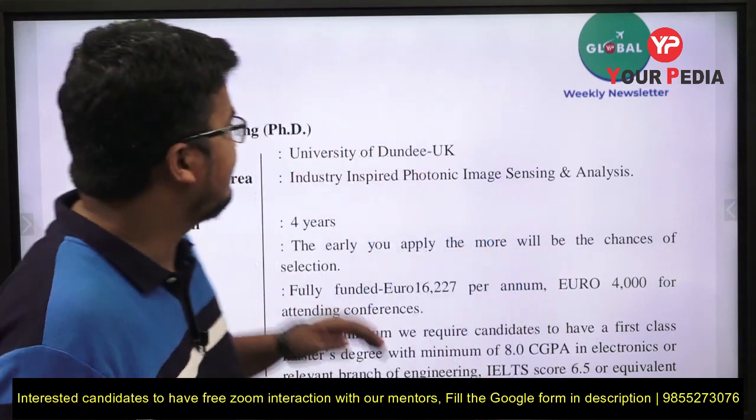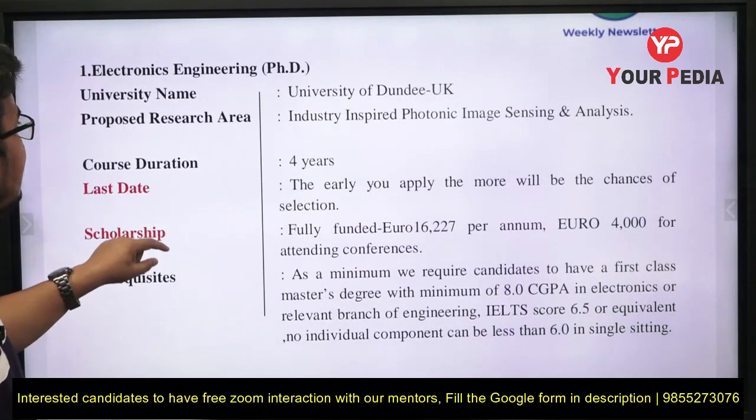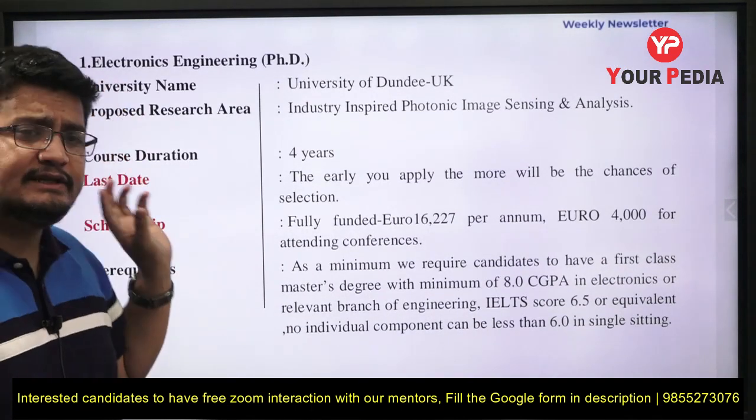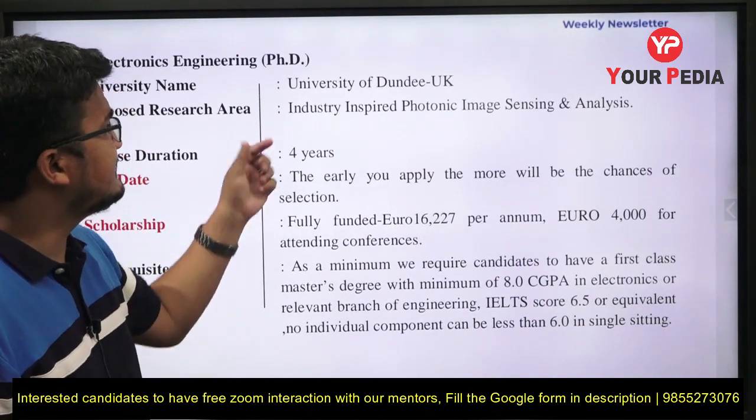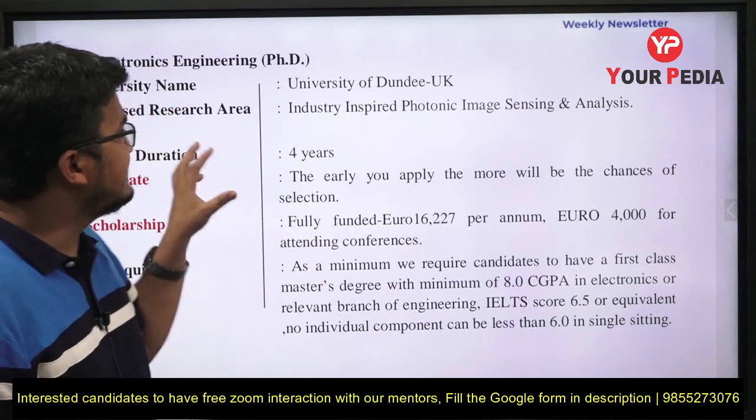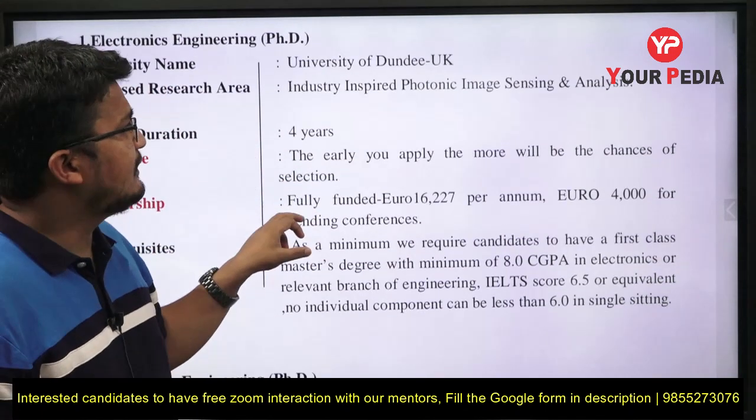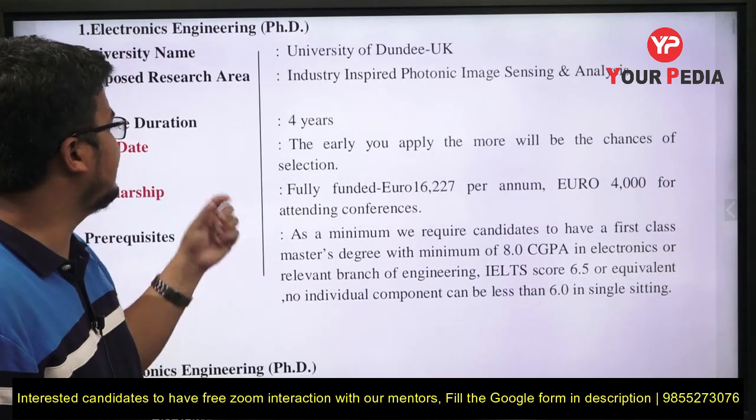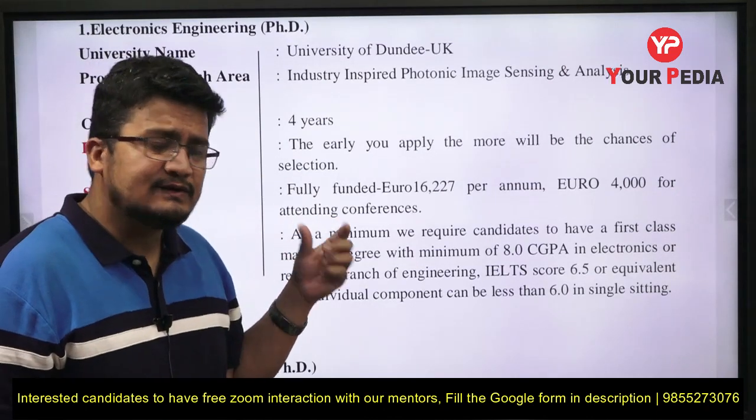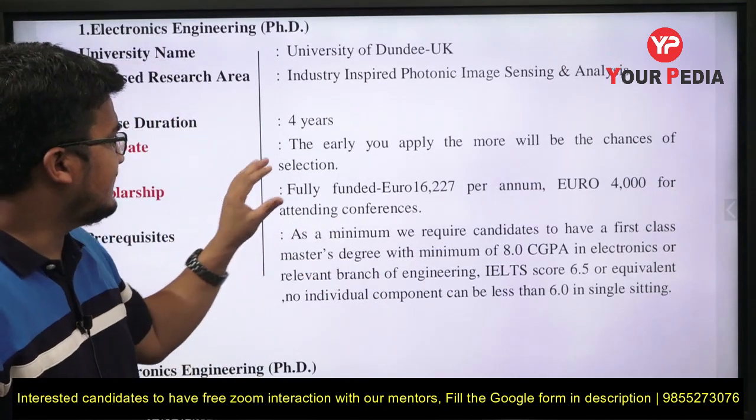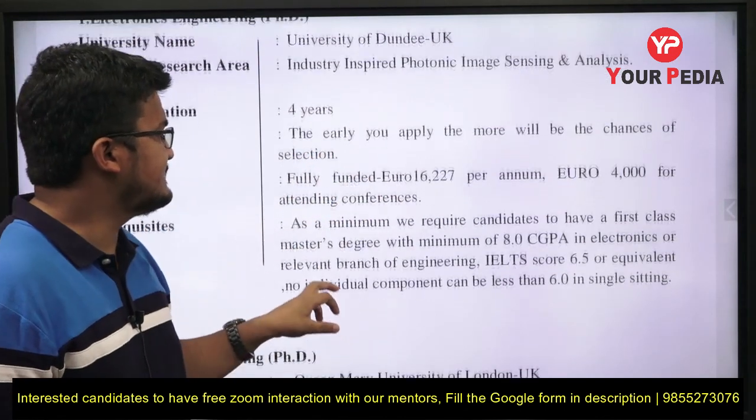So let's start with the very first opportunity. It is for an electronics and engineering PhD with the University of Dundee, UK. The research area here is industry inspired photonic image sensing and analysis, and the duration is 4 years. There is no such deadline for this. The earlier you apply, the more chances of selection.